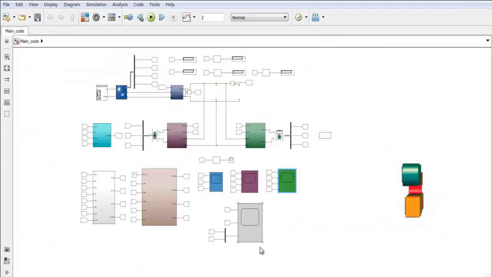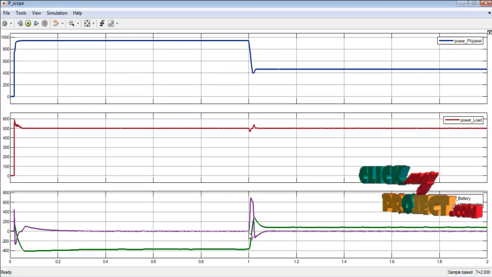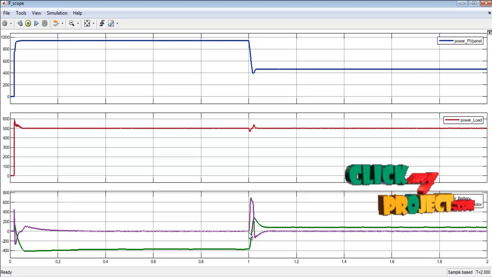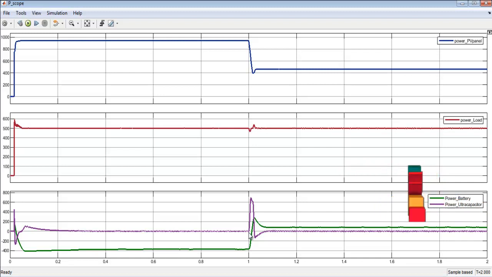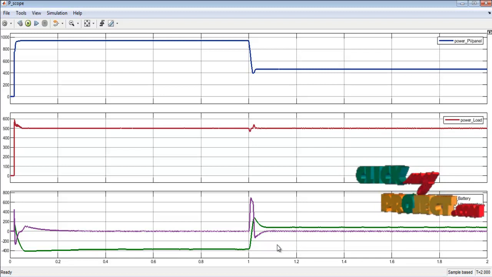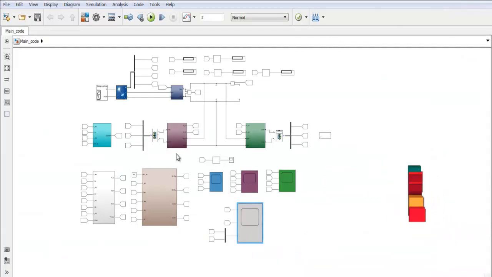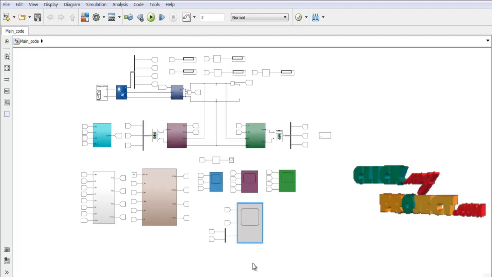This is the power calculation of PV, battery and load, and the power of the battery and the power of the capacitor. So overall, this explains the process.